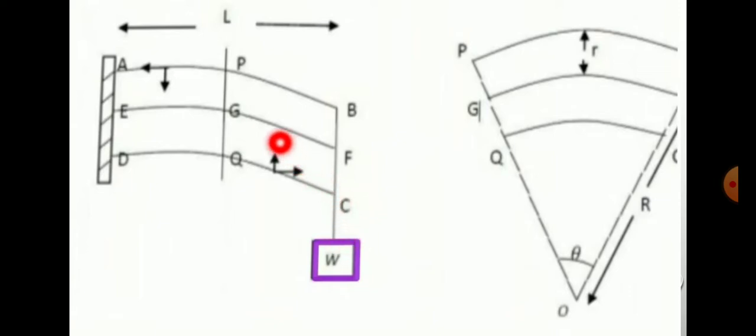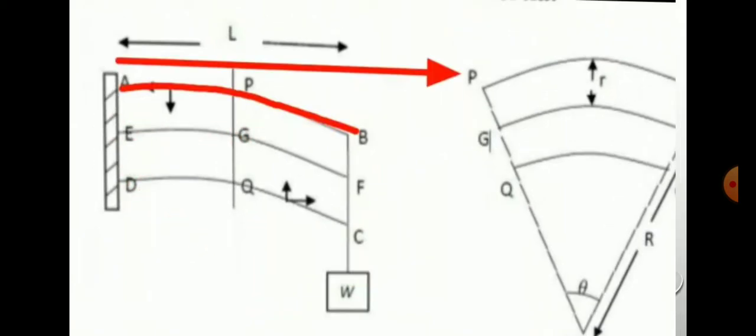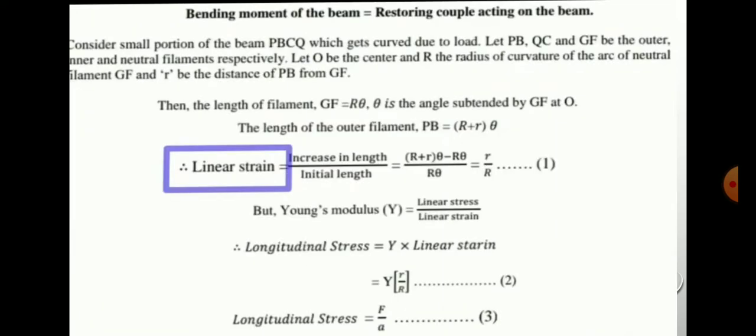Then we observe this beam. Here AB is elongated, DC is compressed, and EF is neither elongated nor compressed, which is called the neutral axis. In the next step of the derivation, we can see that the bending moment of the beam is equal to the restoring couple acting on the beam.